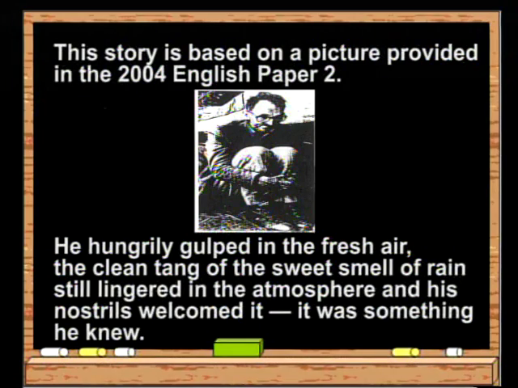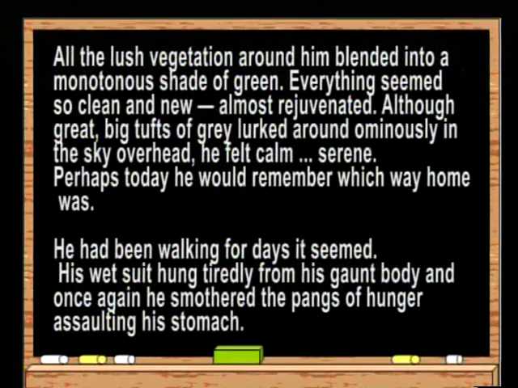He hungrily gulped in the fresh air. The clean tang of the sweet smell of rain still lingered in the atmosphere, and his nostrils welcomed it. It was something he knew. All the lush vegetation around him blended into a monotonous shade of green. Everything seemed so clean and new, almost rejuvenated. Although great big tufts of grey lurked around ominously in the sky overhead, he felt calm, serene. Perhaps today he would remember which way home was.